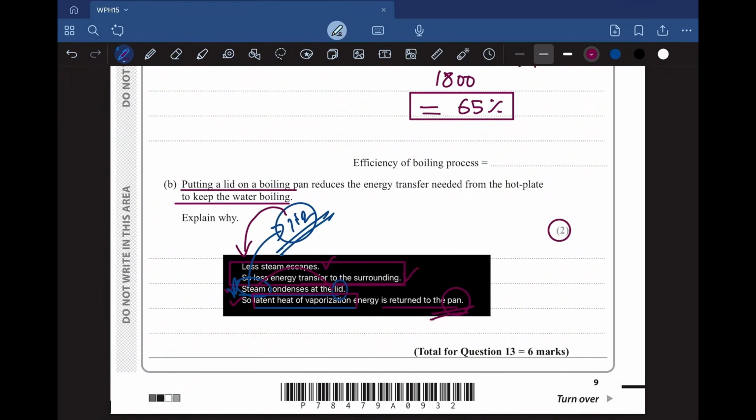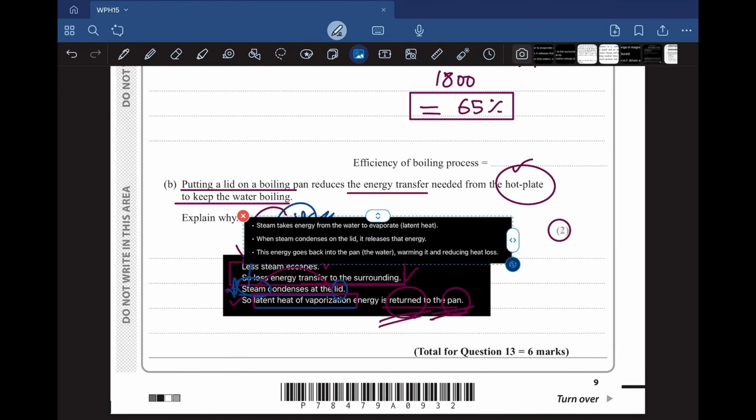So when a lesser amount of latent heat of vaporization energy is used, we can say the hot plate requires less energy transfer. It needs to transfer a smaller amount of energy to keep the water boiling, because less energy has been escaping to the surroundings, and a bigger amount of energy is returning. So when the energy is returning, less energy is escaping. So the hot plate needs to transfer less energy to keep the water boiling.